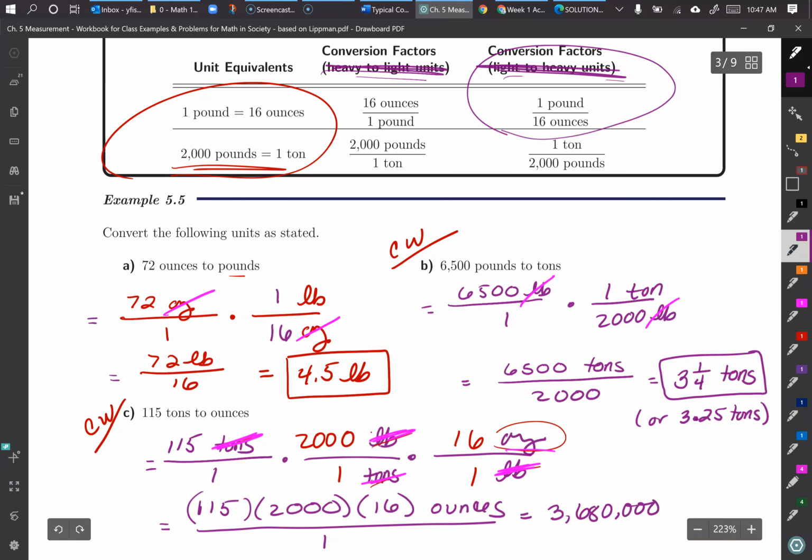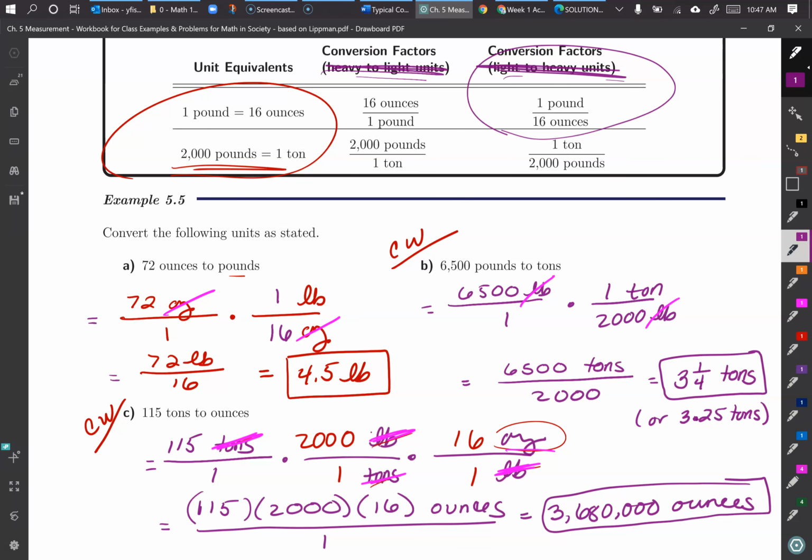3,680,000 ounces. So I hope that helps. And if you're cruising through these and you've just had this recently, then go for it. You can try them, but do make sure you come back and check your answers. So when you're submitting the work, it should look like it does on my screen.